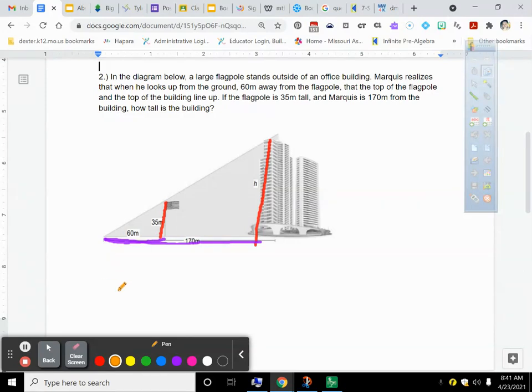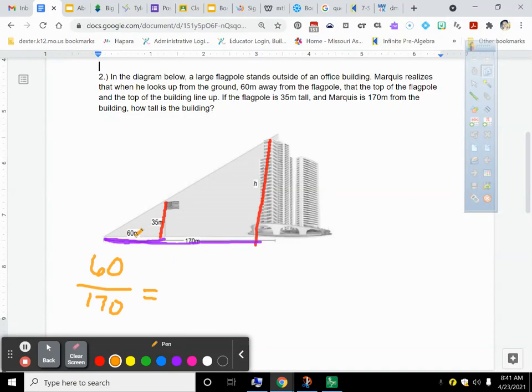Okay. Well, you pick the corresponding sides. Which side of this triangle do you want to pick, the 35 or the 60? That's the distance from Marquise to the flagpole. So is that going to correspond to the H or to the 170? 170. Yeah, the 170, because they're both the bottom parts of the triangle, so they're corresponding. So you would do 60 over 170 equals, now set up your other proportion.